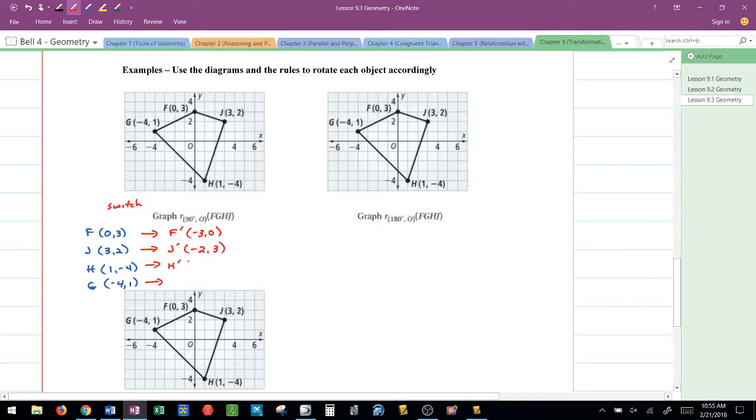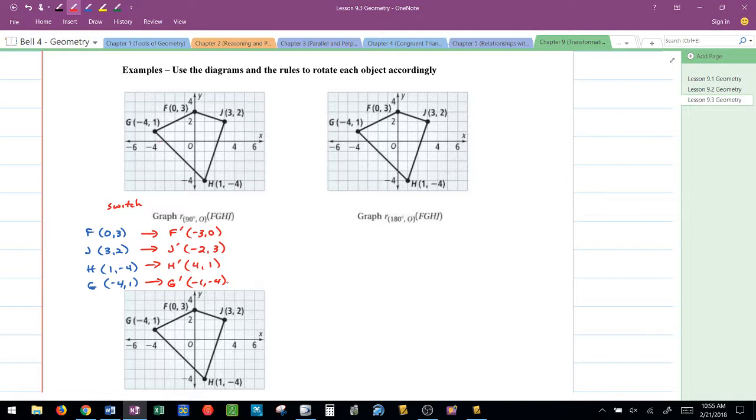H prime, I switch it. So that's (negative 4, 1). But it has to fit in the first quadrant. That's a rotation of 90, so that would be (4, 1). And then G prime, switch it, (1, 4), and it has to fit in the third quadrant, so I know it's going to be (negative 1, negative 4). Kind of replay that a few times and see if it makes sense to you.